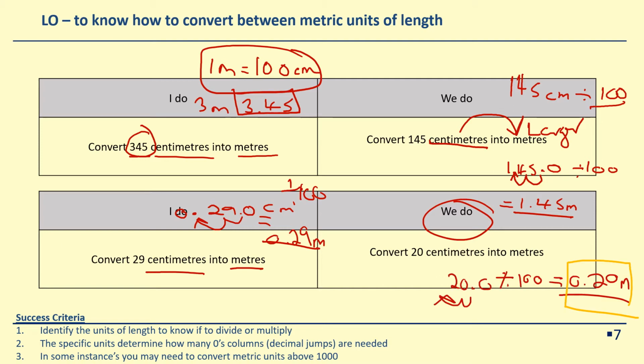Okay, well done if you got 0.20 meters. So you had 20 centimeters divided by 100, and you jumped down twice. Well done if you got that right. Green pen, if you need to make those corrections and get your head around simply moving the decimal point up and down.